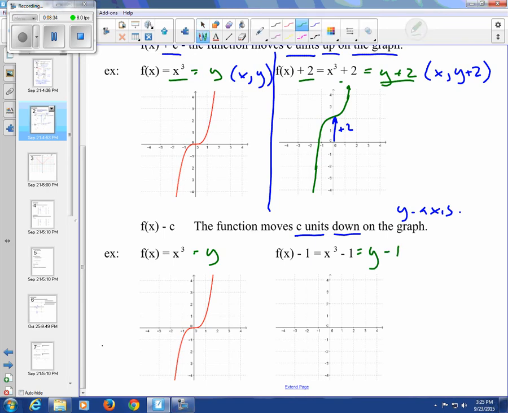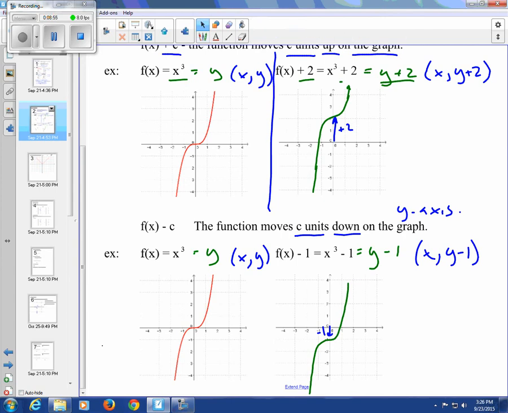And again, very intuitively, we can see that we are taking the graph of the cube and subtracting 1 from all of the y values, bringing our function down 1. So again, for our ordered pairs x, y, now we have ordered pairs that look like x and then y minus 1, and that moves our entire function down 1 on the y-axis.